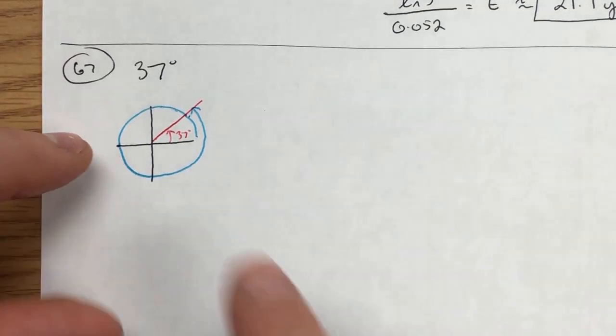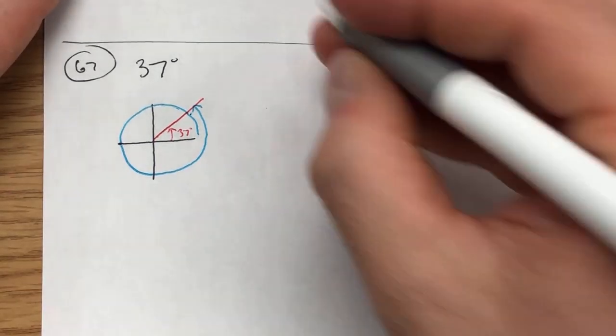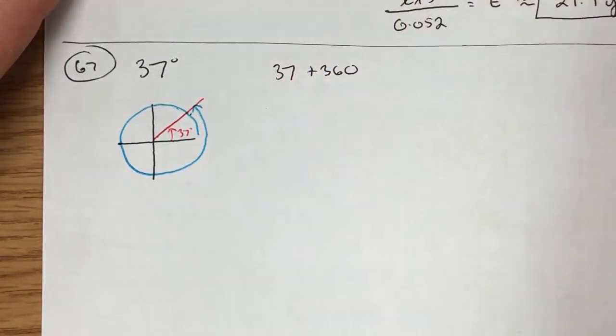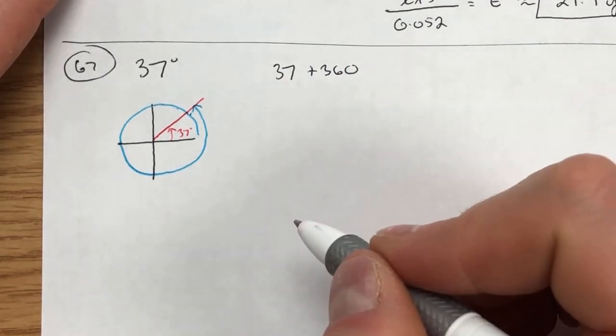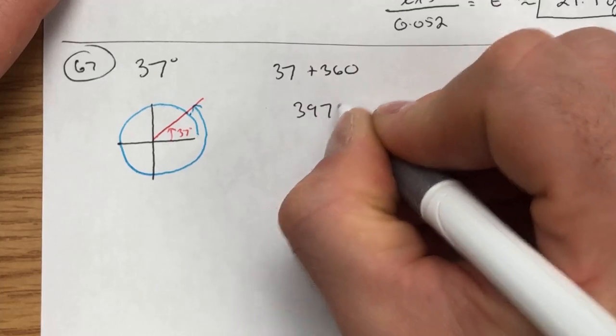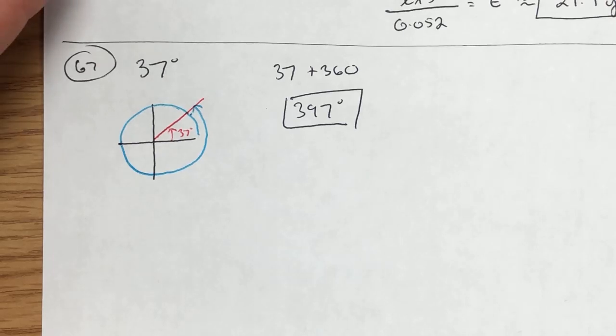So that's 37 degrees plus a full circle, which is 360. So 37 plus 360 is going to give me my positive coterminal angle. So 37 plus 360 is 397. There's one that is greater than. For the one that is less than, I do that exact same thing.